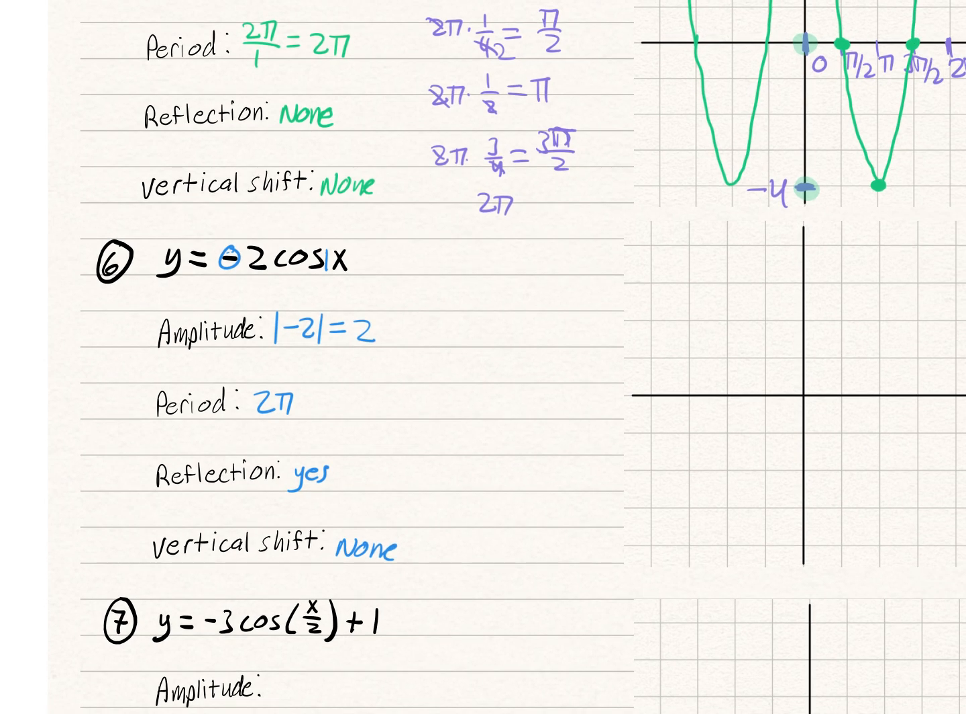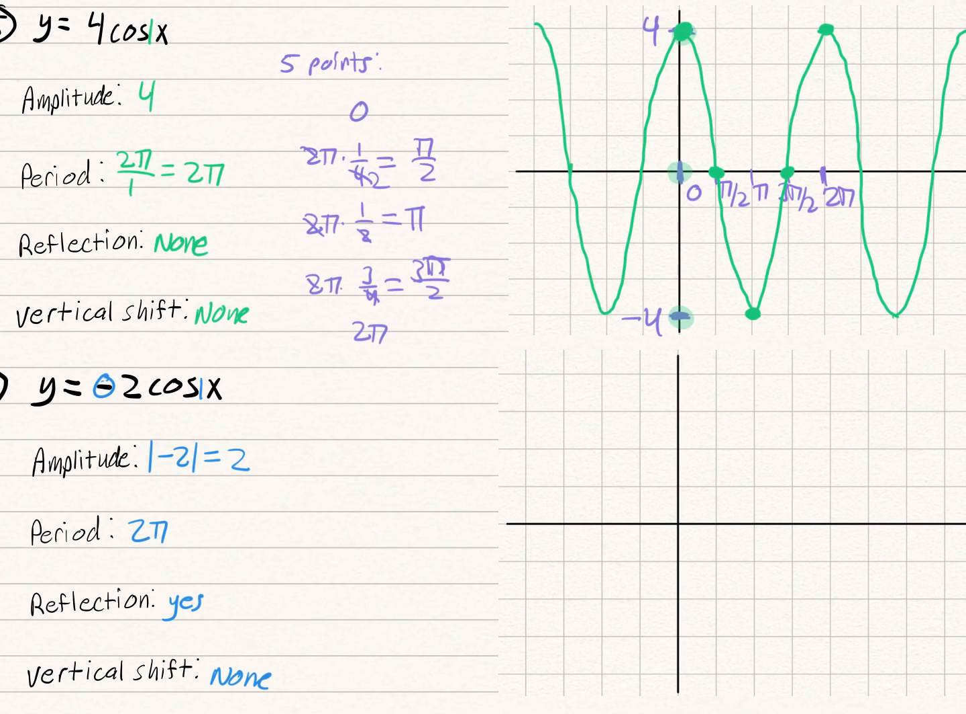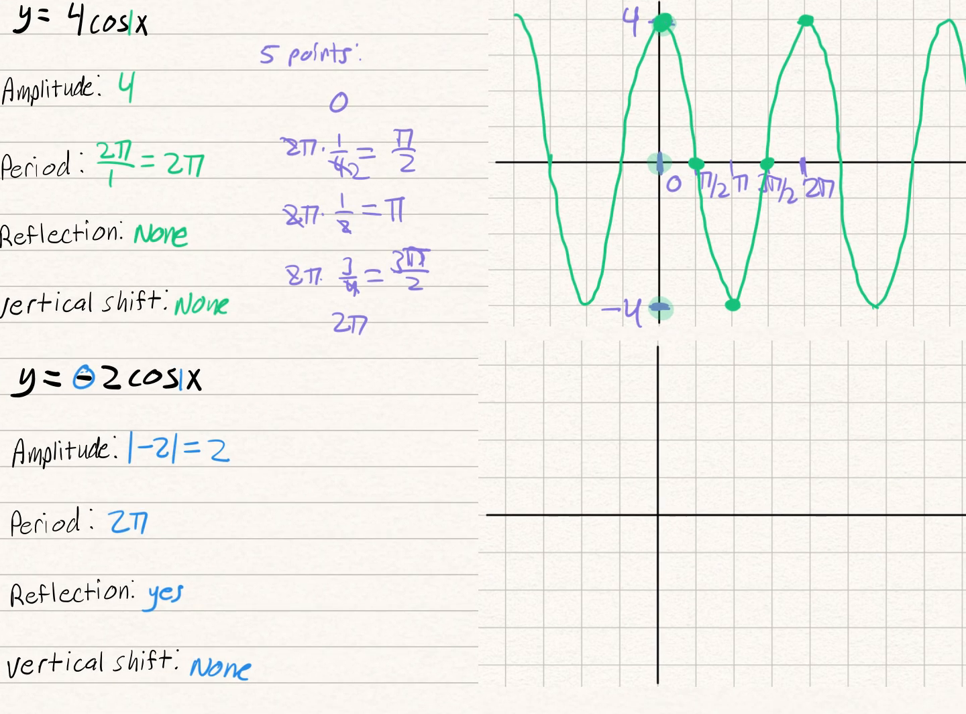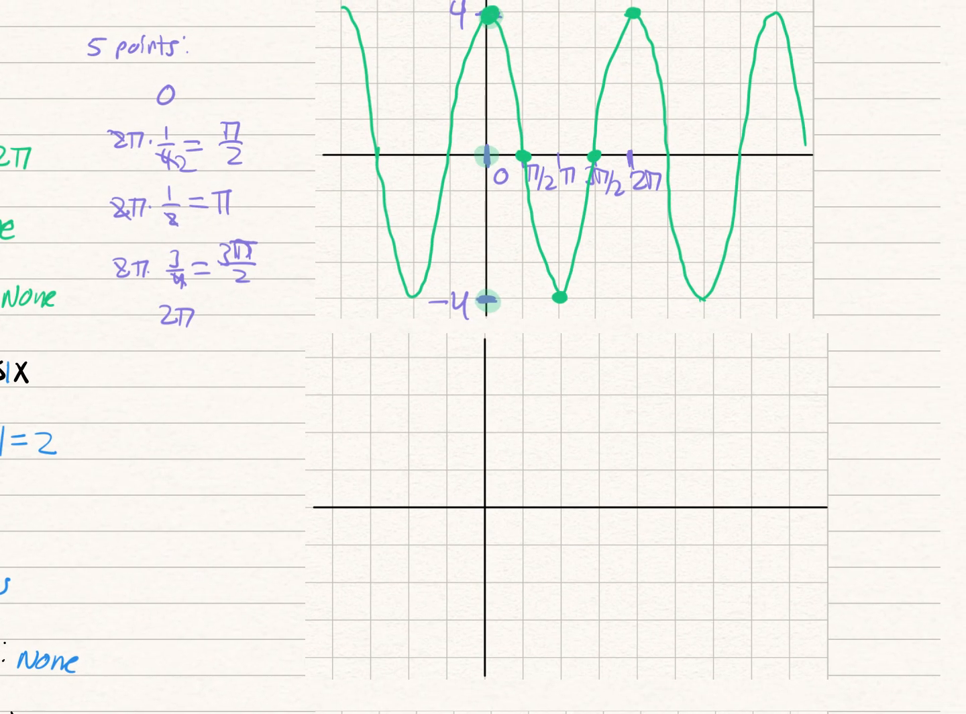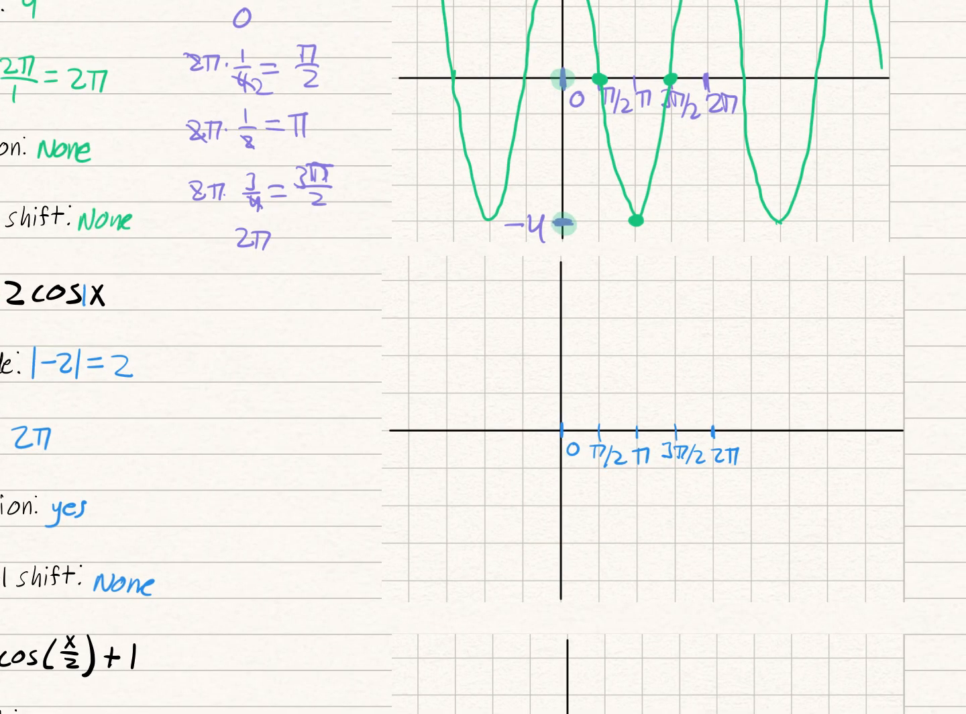All right, my period is exactly the same as it was in the previous problem, so my 5 points are going to be exactly the same, right? So refer back to that problem and some other problems if you don't know how to find those, right? But I'm just going to plot them, right? 0, pi over 2, pi, 3 pi over 2, and 2 pi are my intervals, right? Since my amplitude is 2, the highest that'll go is 2, the lowest that'll go is -2.